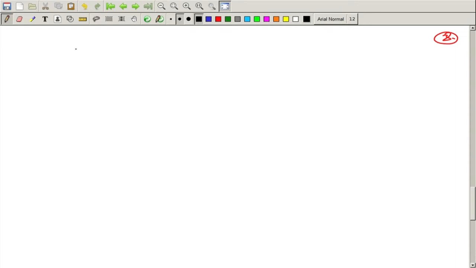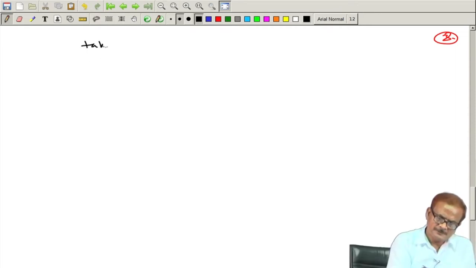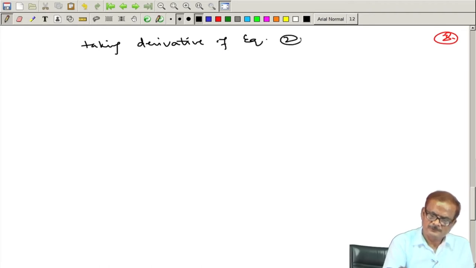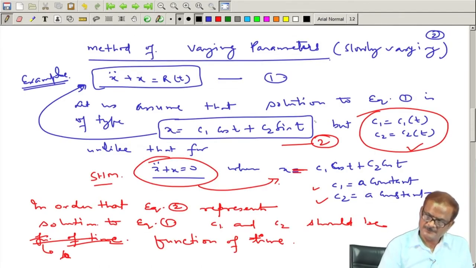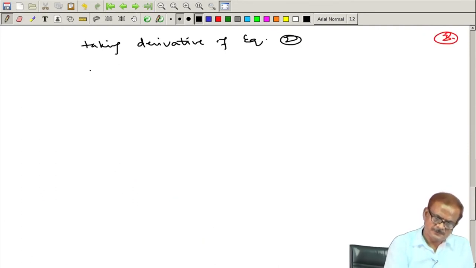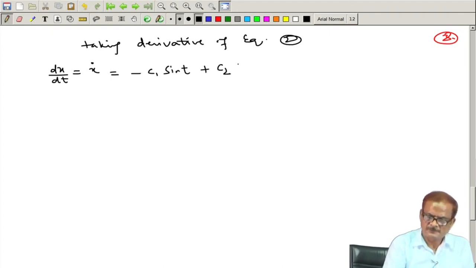Okay, so this implies taking the derivative of equation 2, which is this equation. This gives us x dot, dx by dt, equal to minus c 1 times sin t plus c 2 cos t, plus c 1 dot cos t plus c 2 dot sin t.